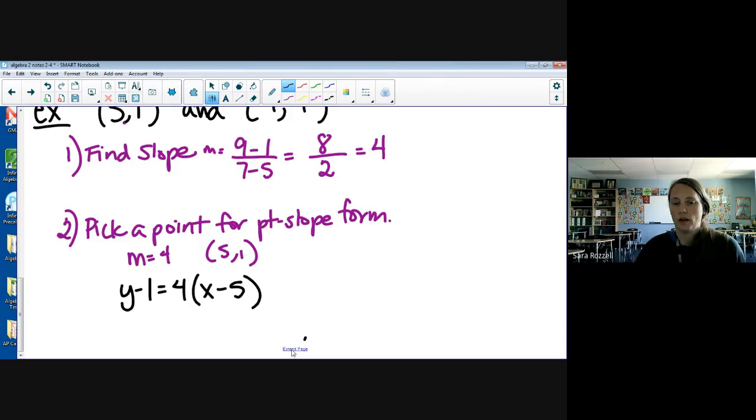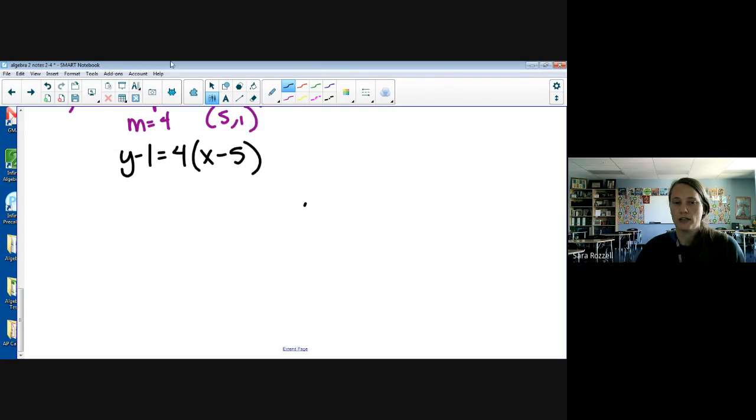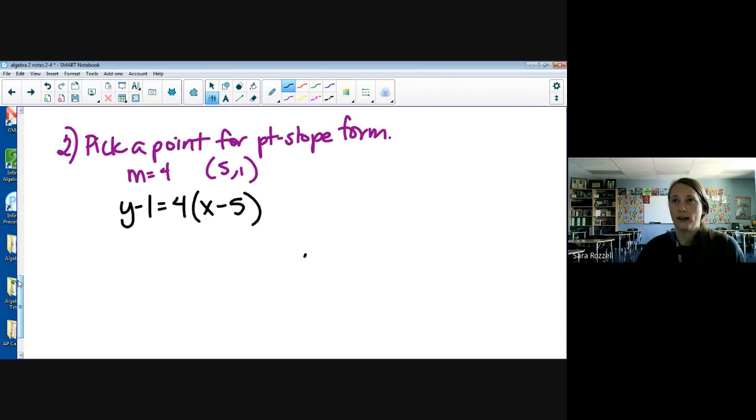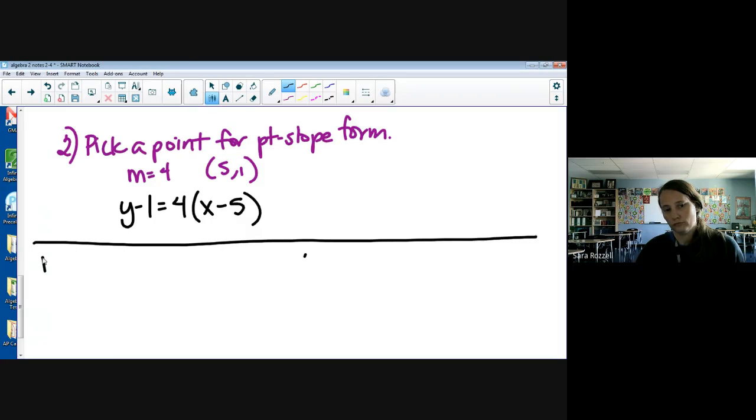Okay. All right, so the next thing we're going to look at is what happens if we have parallel and perpendicular lines. When two lines are parallel, what do you know about their slope? Do you remember? Aren't they the same? Yeah, so if two lines are parallel, the slopes are the same, so they have the same slope.